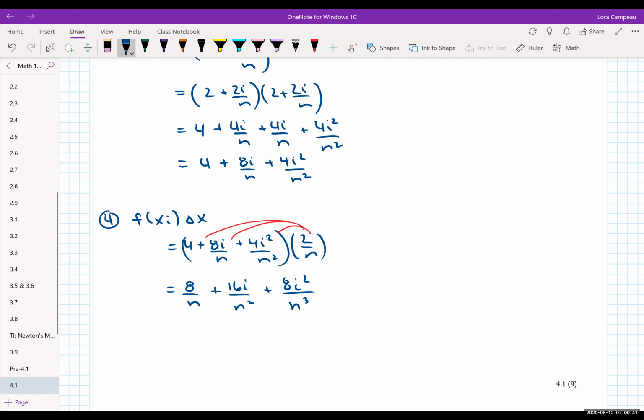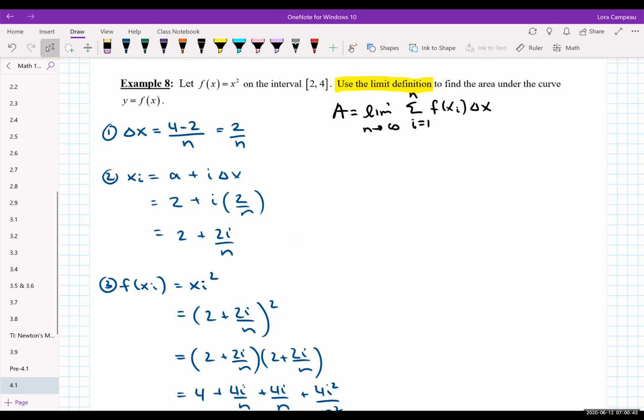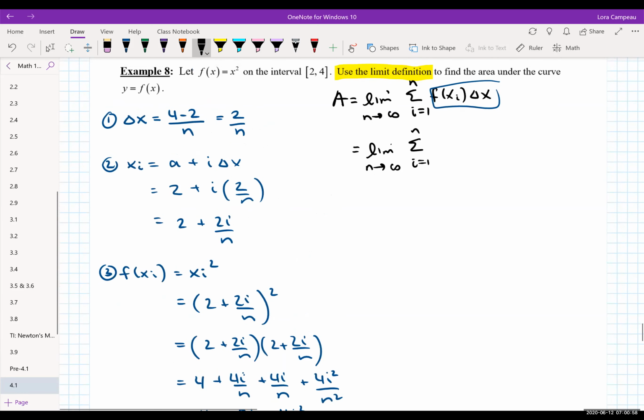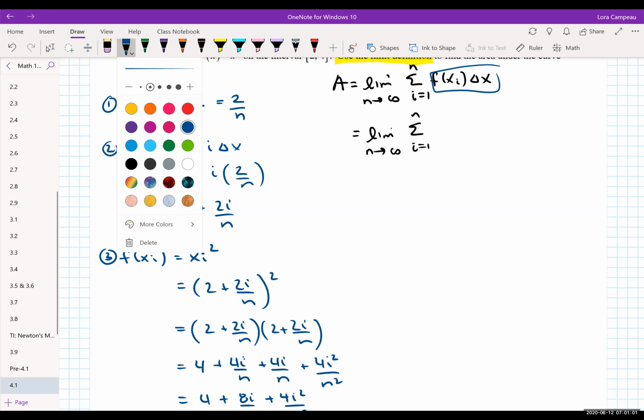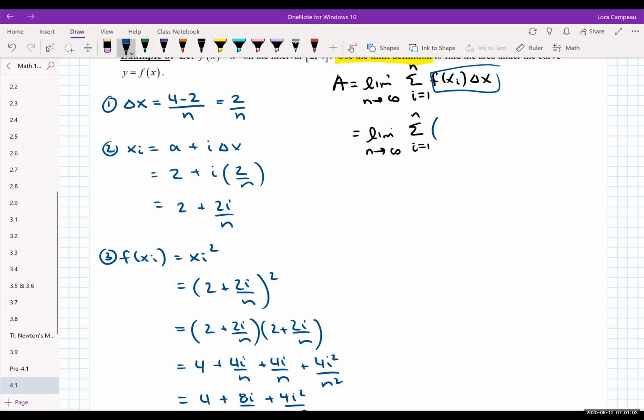So now it's time, everyone. That limit definition, let's replace that f of x_i with our calculations. So let's take that in hand. So limit as n approaches infinity, you have the summation of i equals 1 to n, f of x_i delta x: 8 over n plus 16i over n squared plus 8i squared over n cubed.